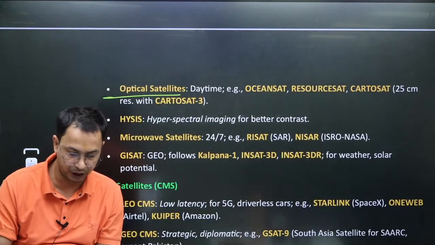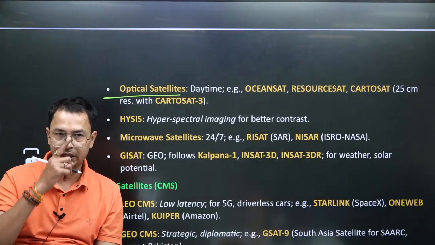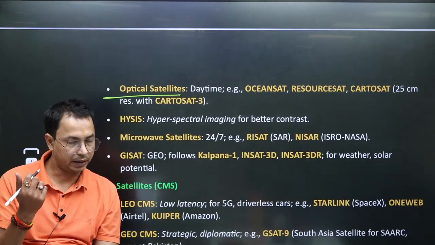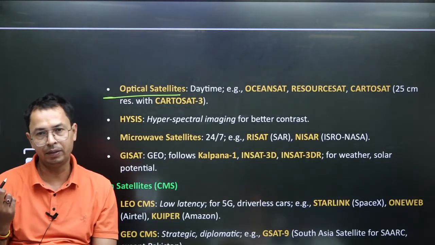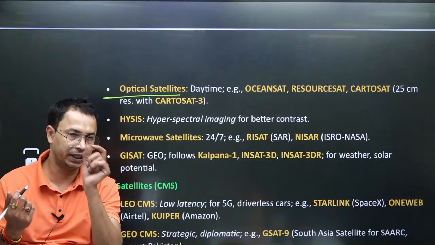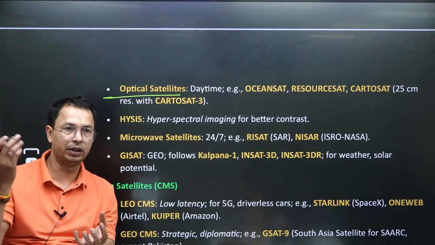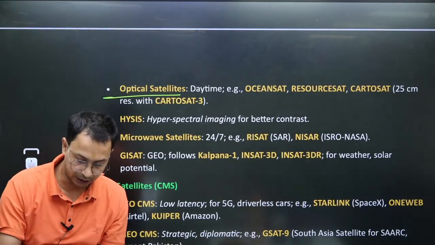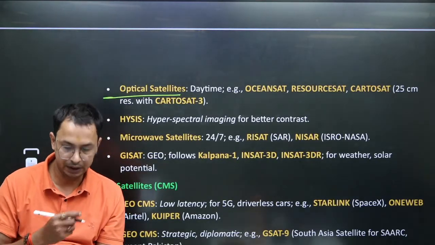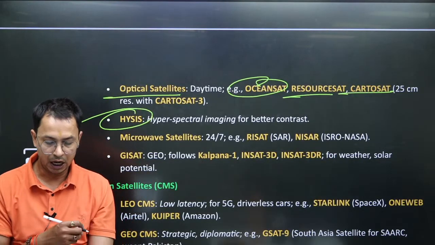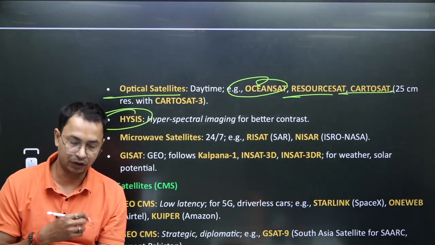Then we have optical satellites, they are also called passive satellites. They cannot work at night, they can only work in the daytime, because they do not have their own source of radiation. They work on the radiation emitted by the Earth. So these are the optical satellites, and these are OceanSat, ResourceSat and CartoSat. Then we have HySIS, the hyperspectral imaging satellite, for better contrast.